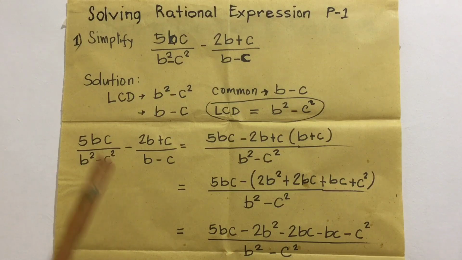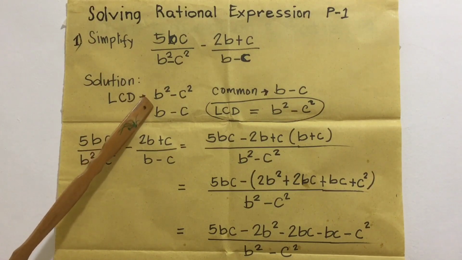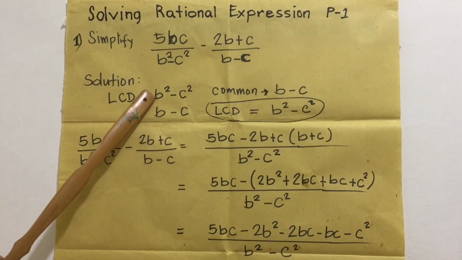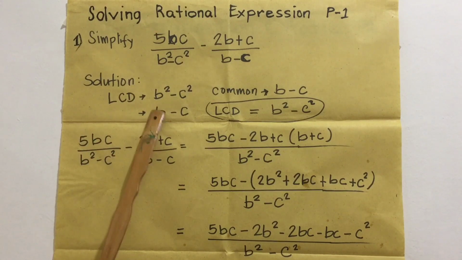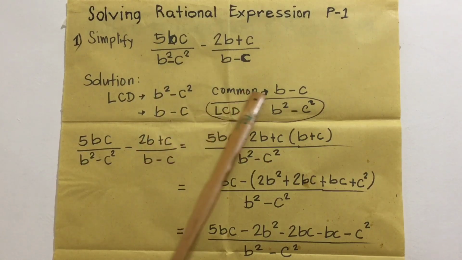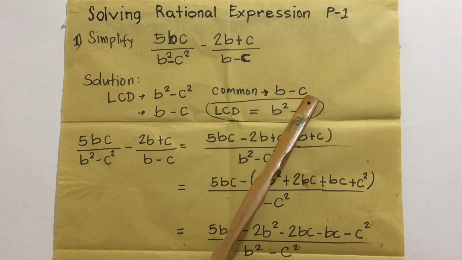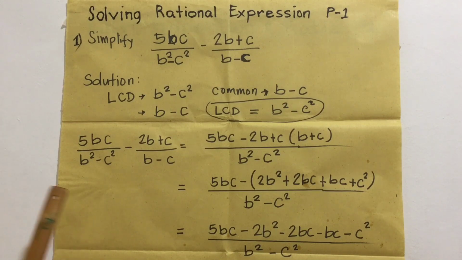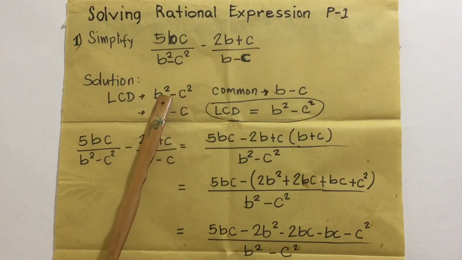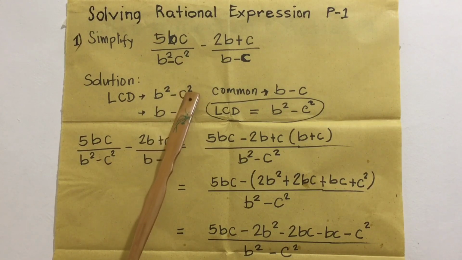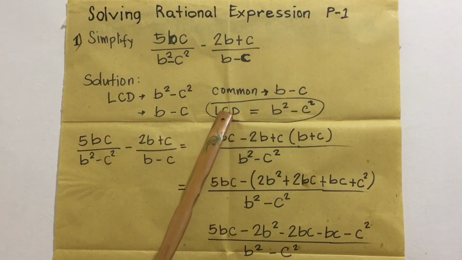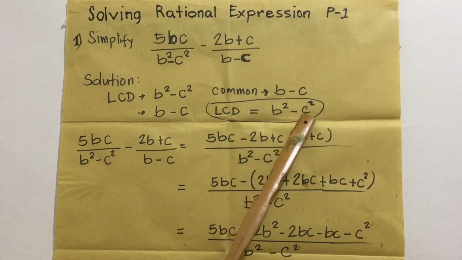Then we have to observe b squared minus c squared and b minus c, the common. So the common here is b minus c. And there is a rule in finding the LCD: the highest exponent is the one we apply. So the highest exponent here is b squared minus c squared. This one, we have only one exponent here, so that's why our LCD is b squared minus c squared.